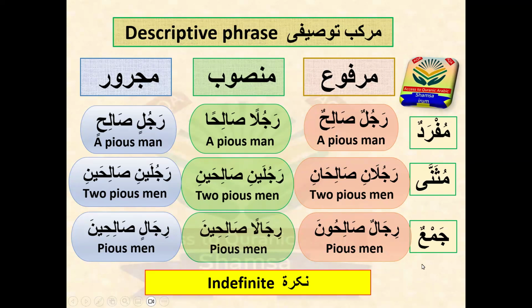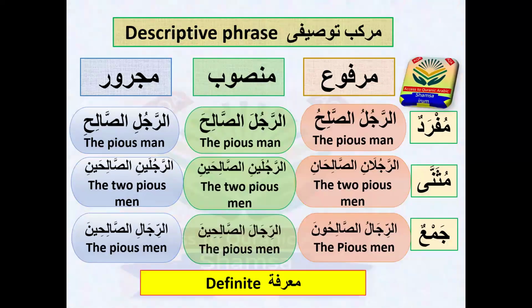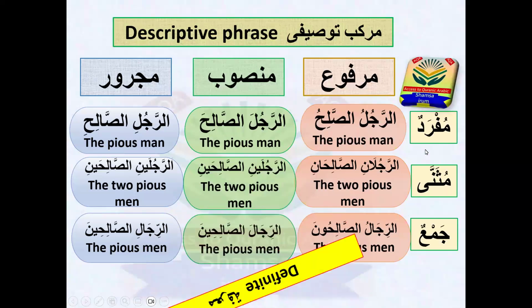Now I want to convert this chart into definite. So what I will do is put the alif lam in the beginning, and I will drop the tanween. So it will be converted into the definite now. Okay. It's not a pious man now, it is the pious man. The whole meaning is the same, and they all follow each other. In all of these, the first part is mausoof and the second part is sifa. Okay, same thing, it is the definite chart.